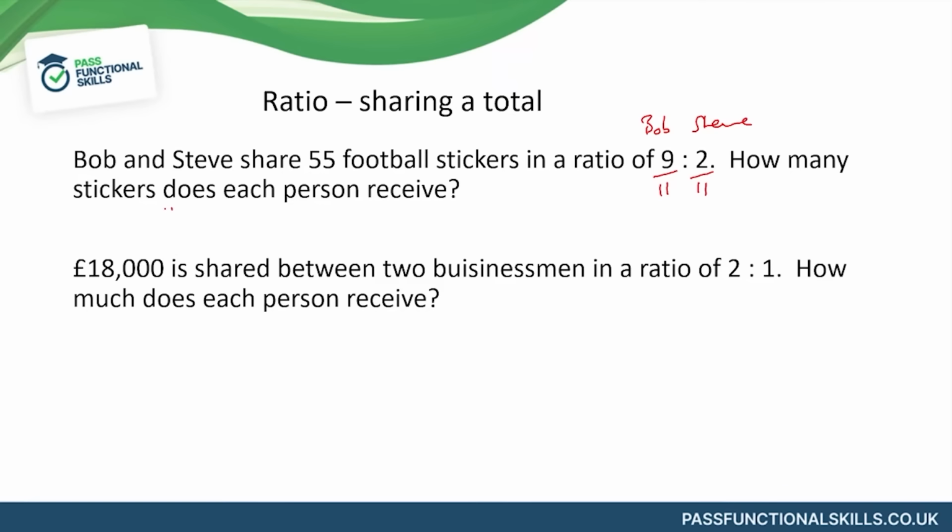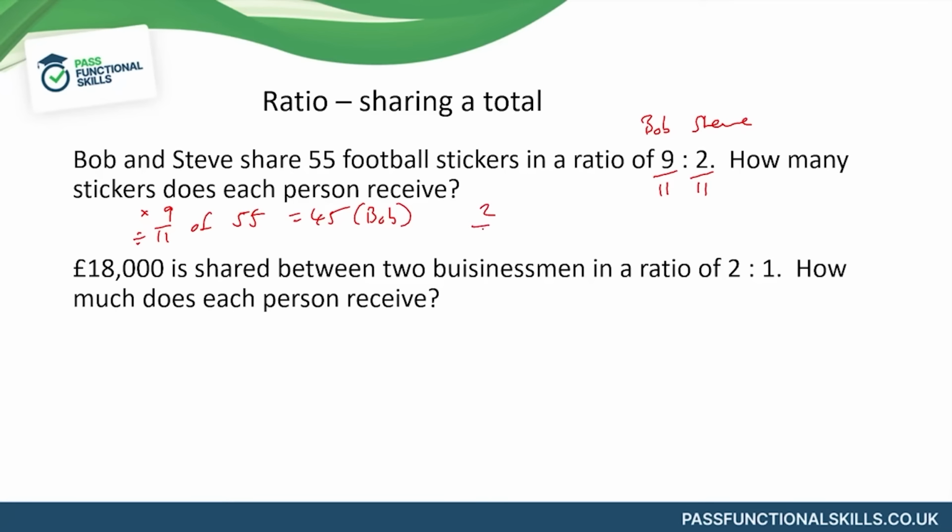So all we need to do is work out what 9 elevenths of 55 is. So that is 55 divided by 11 times by 9. Take your total, divide by the number on the bottom, times by the number on the top. 55 divided by 11 is 5. 5 times 9 is 45. So 45 is what Bob gets.